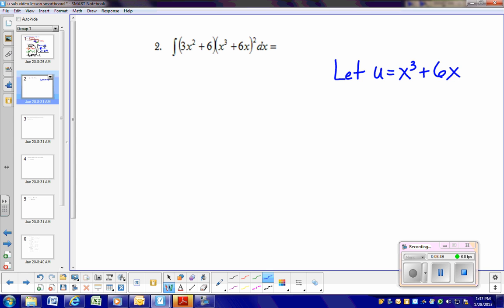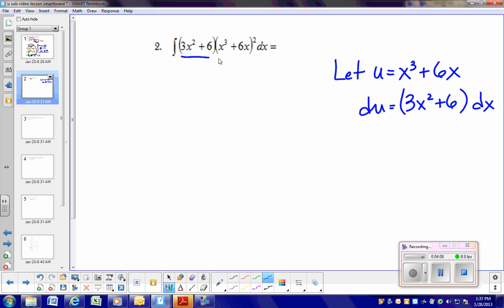So how about we try this? Okay, if u is equal to that quantity in the second parentheses, du is going to be 3x squared plus 6, then move the dx over. Okay, now look how nicely that lines up. It's like someone wrote the problem just to exemplify this.